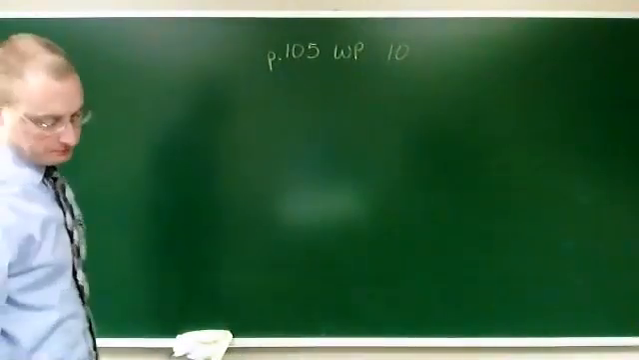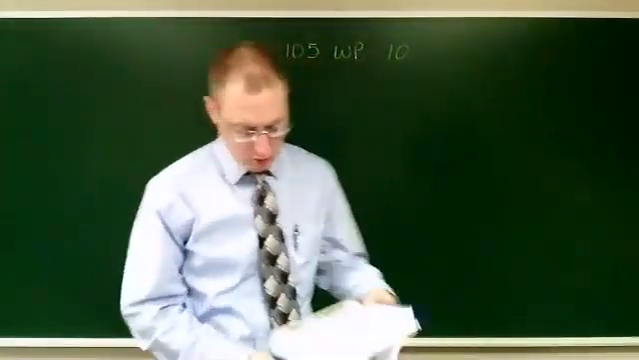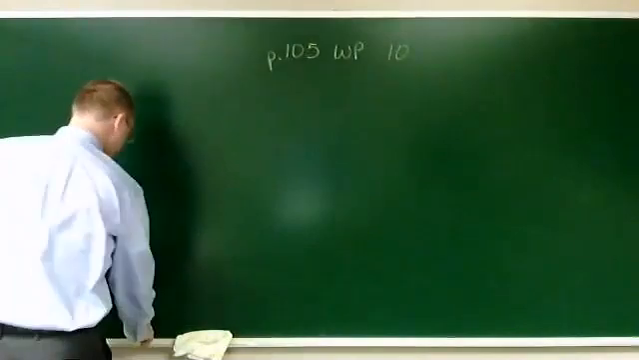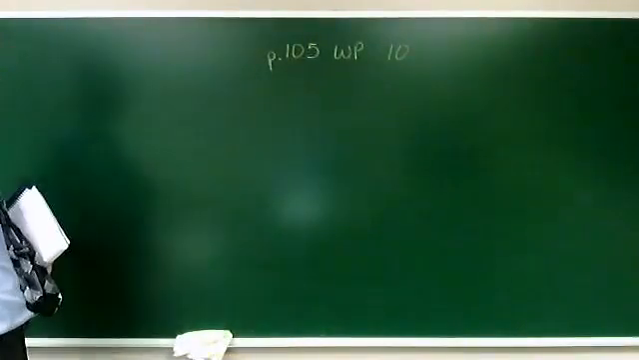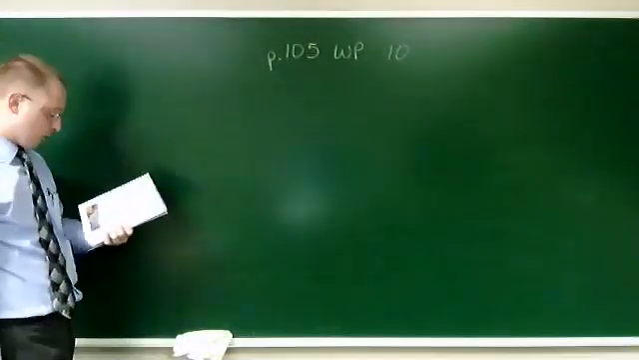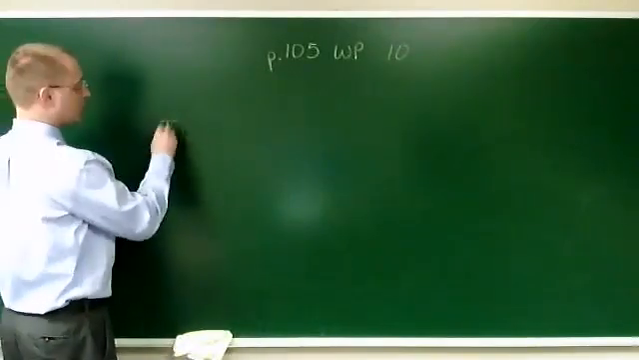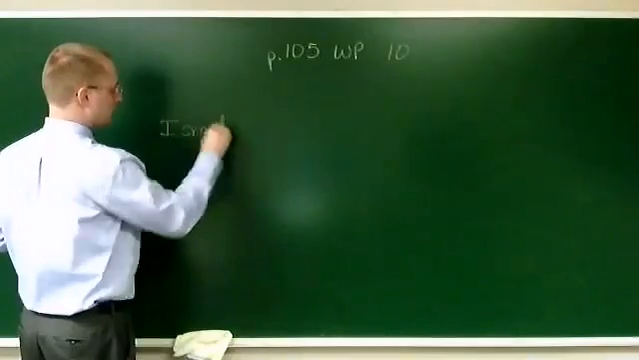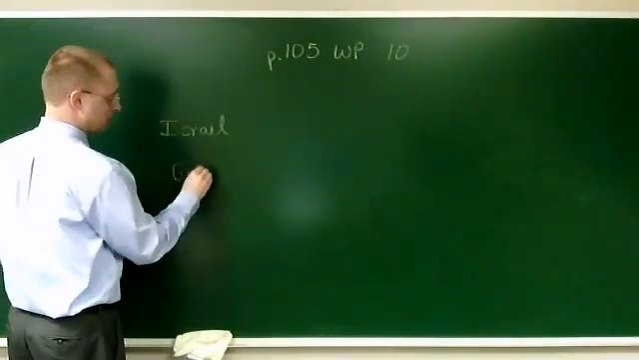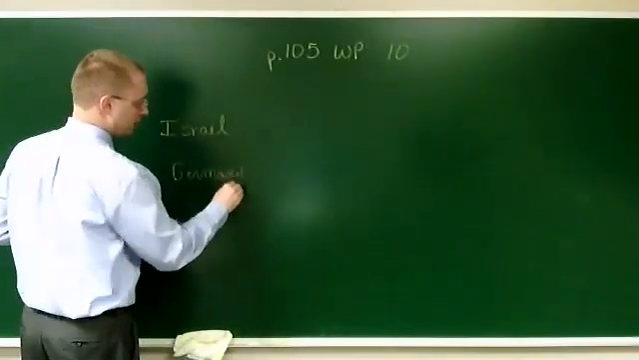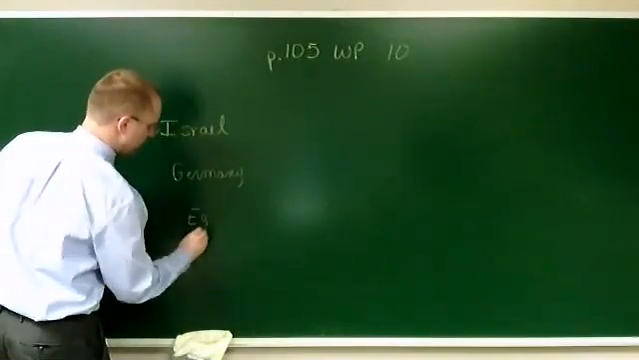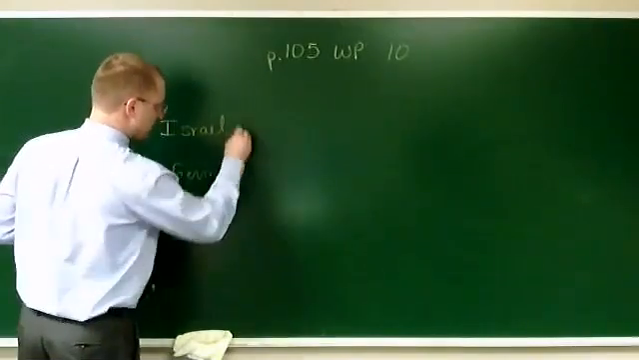All right, Gavin. How many unknowns did you have? 3. And what were they? Israel, Germany, and Egypt. You ever been to any of these countries, Gavin?